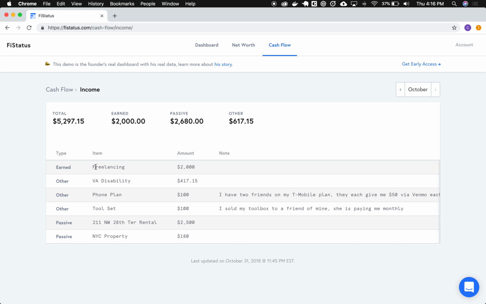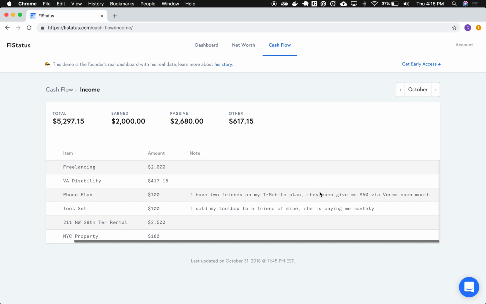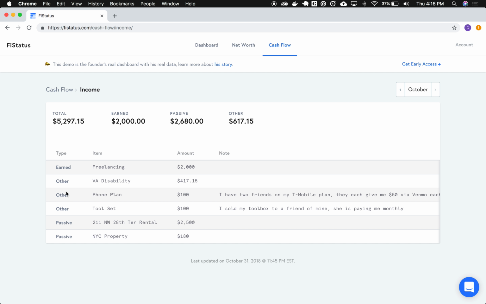So this month, or last month, I guess, October, we're in November now, I generated $2,000 from freelancing. I was in the Air Force, and I get a check every month for that. I have two friends on my T-Mobile plan who each pay me $50 a month. So I have that as another category. Also, I sold a toolbox to a friend of mine. She's paying me $100 a month. I have that rental property, which has produced $2,500 a month.